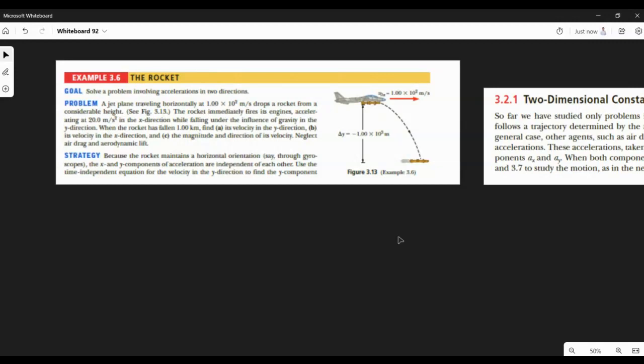Then they're saying when the rocket has fallen 1 kilometer, find A, the velocity in the Y direction, B, the velocity in its X direction, and C, the magnitude and direction of the velocity. They're also saying neglect air drag and aerodynamic lift. Because the rocket maintains horizontal orientation, say through gyroscopes, the X and Y components of acceleration are independent of each other. Obviously, we're familiar with that. We've already stated this.